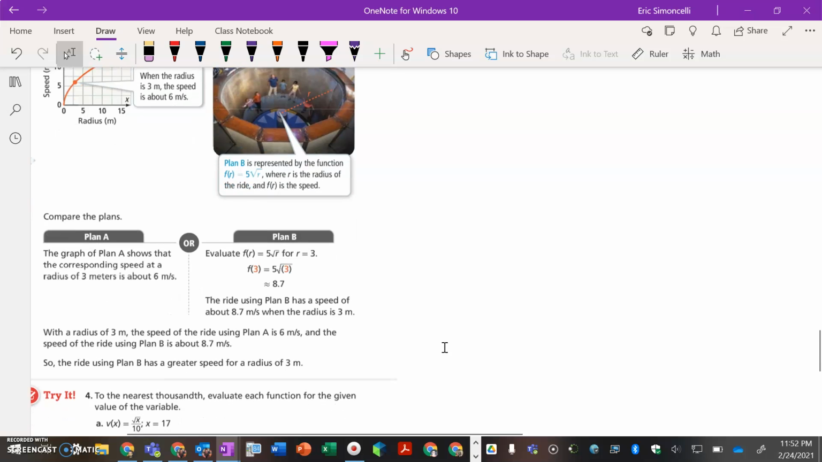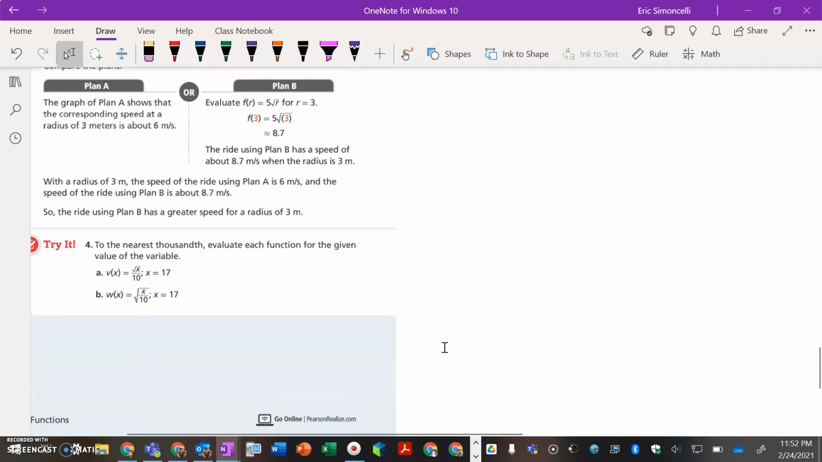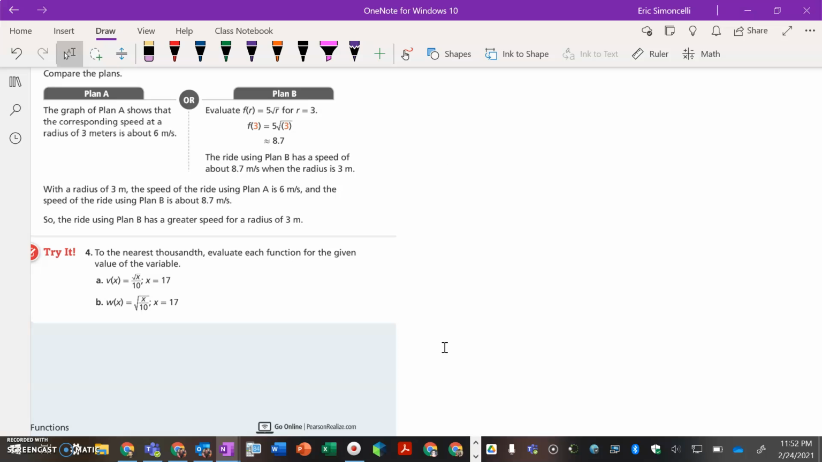I do urge that you try some of those try-it problems that follow the examples, and we will certainly touch base while we're together in looking at some of these problems, but also doing some of the graphs to verify what we've done.